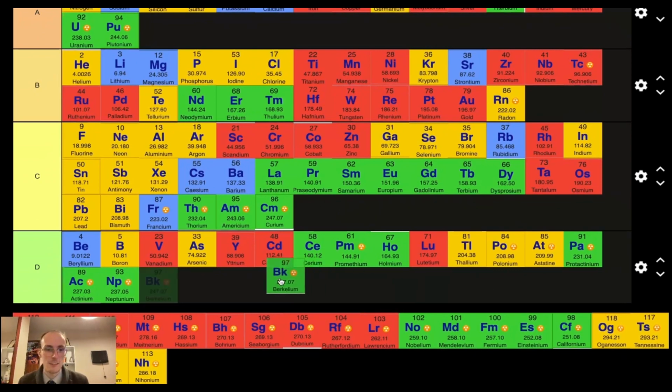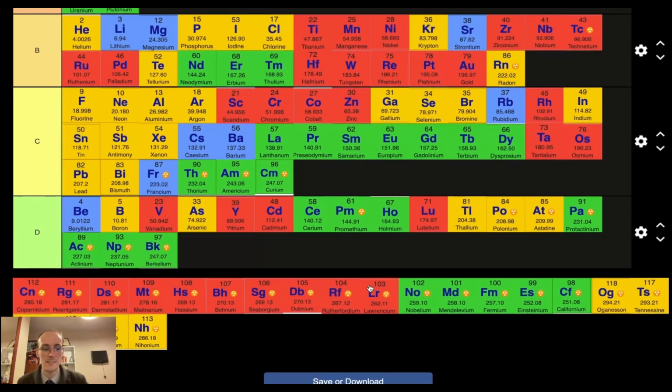Berkelium is next. It's a radioactive metal. Cool. D. Californium. It's a radioactive metal. Surprise, surprise.